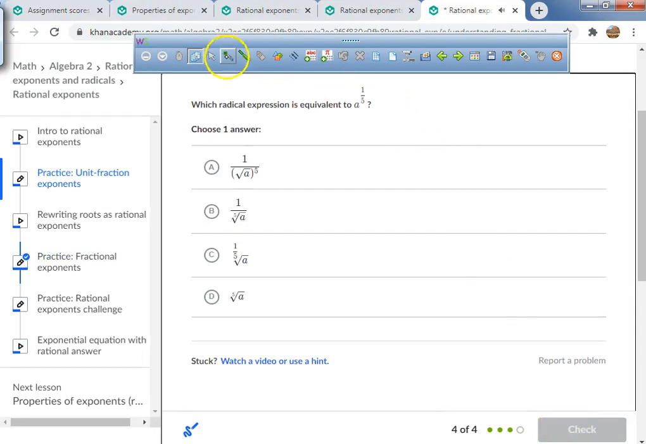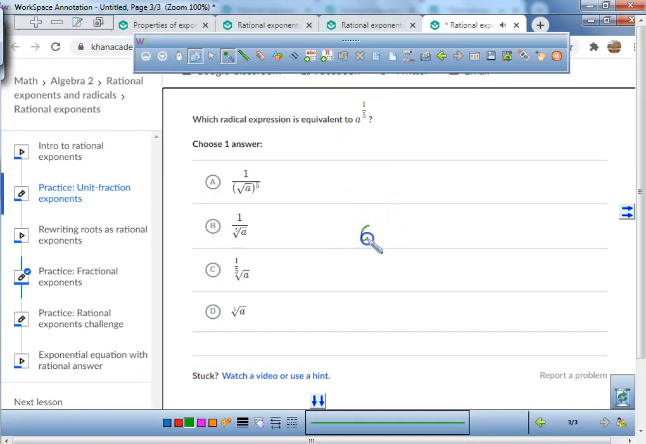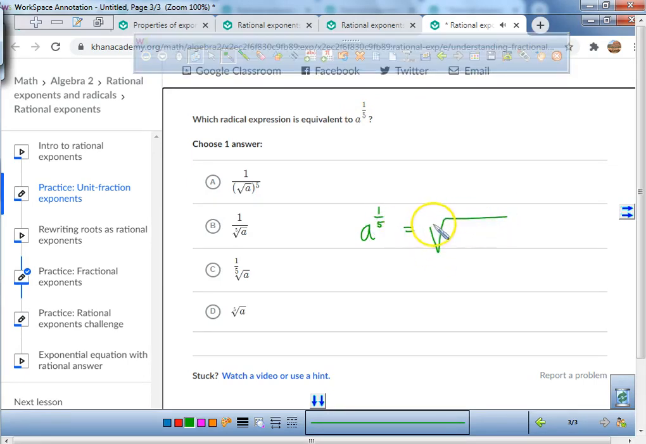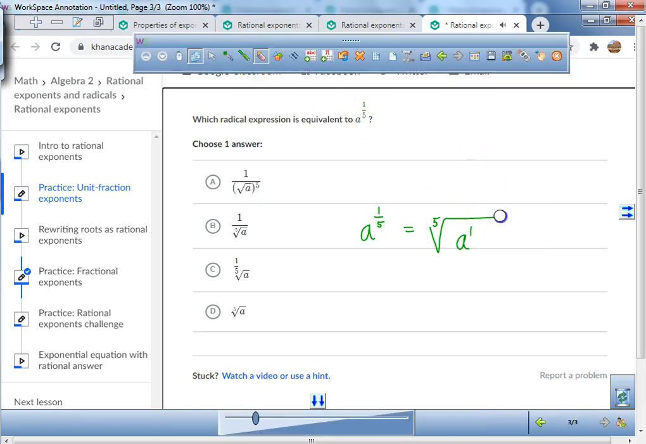Okay, I'll do one more. This is a to the power of 1 over 5. So if I wanted to convert it to a radical, what number is going to go in the index? 5. And what's going to go right here? a to the power of 1. But here's what you don't have to do: you don't have to put a to the power of 1. So which answer would you choose? Yeah, D is right. That's it.